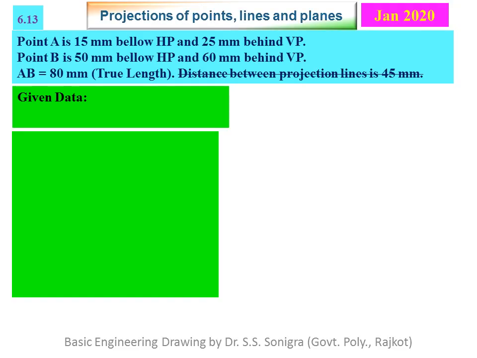So first of all, the given data is A2B2, that is A dash B1 dash, equal to 80 mm. Here some conflict in data is there, because true length and distance between projection lines both are not needed. Any one data is wrong. So let me assume true length 80 mm is correct and distance between projection lines 45 mm is wrong. Based on that, let me solve this problem.